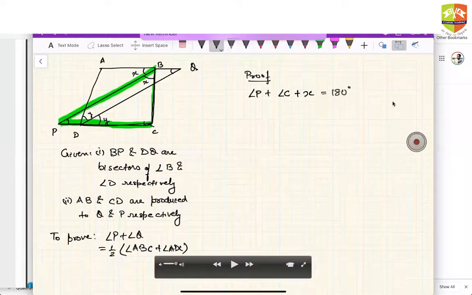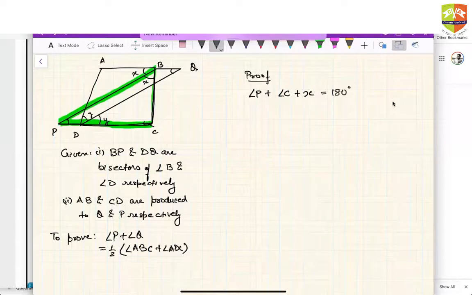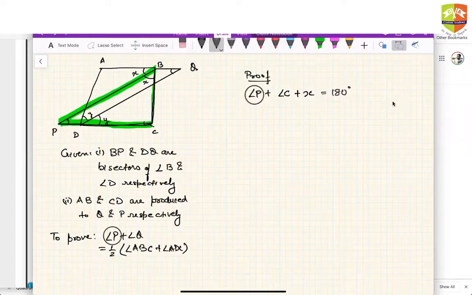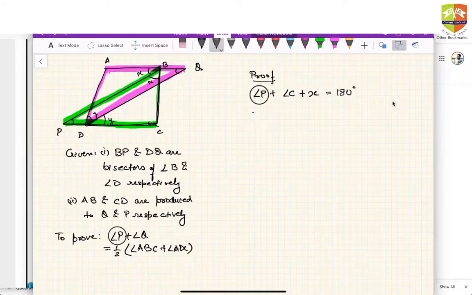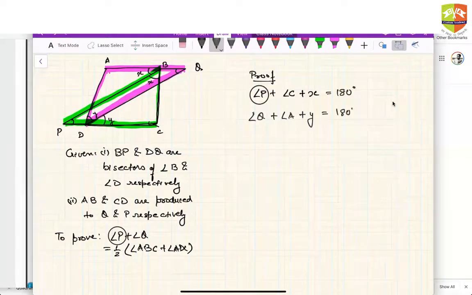Is it fine? Now, angle P plus angle C. The left hand side comprises of P, so I am getting the P here. Keep that in mind. Now, let's talk about Q. If you see, where is angle Q here? It falls in this triangle. Correct? So angle Q plus angle A plus Y is 180 degrees again. And what is the basis? Angle sum property.